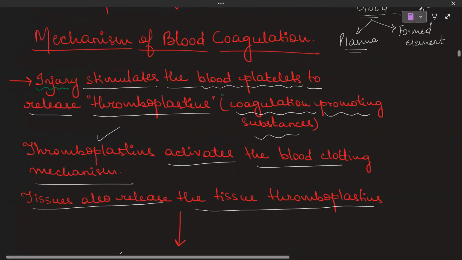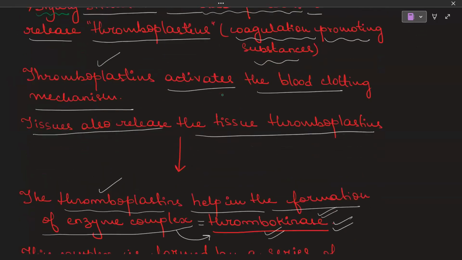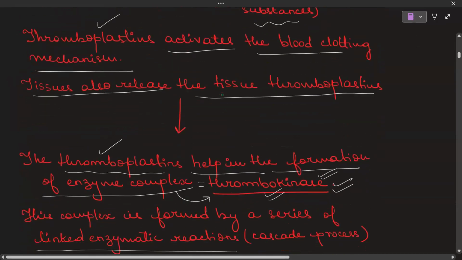Mechanism of blood coagulation. Now, any sort of injury, whether it is a cut or a scratch or anything which leads to bleeding, this type of injury would lead the blood platelets to release thromboplastin. These thromboplastins are coagulation promoting substances, meaning as soon as the thromboplastins are released, the coagulation process will begin. Now, the thromboplastin activates the blood clotting mechanism.